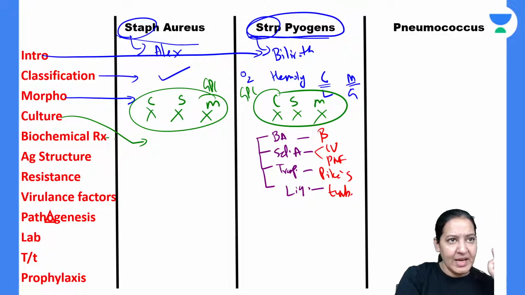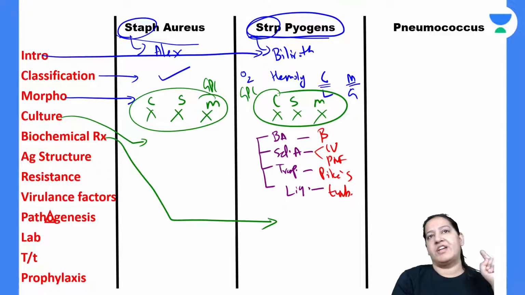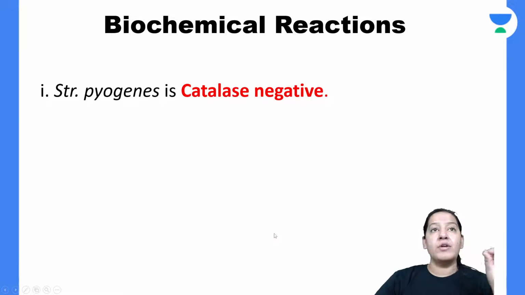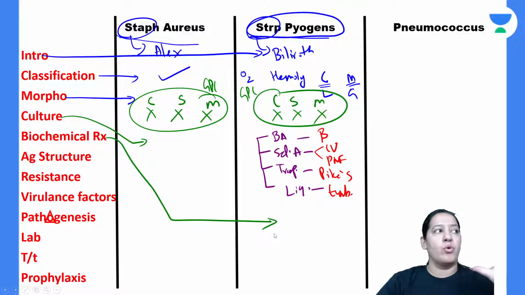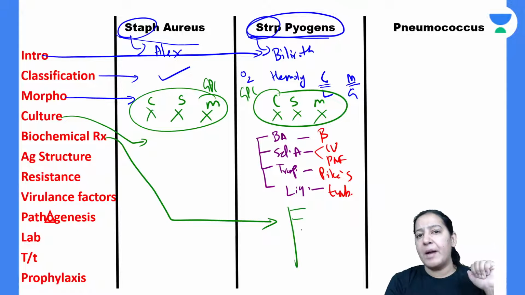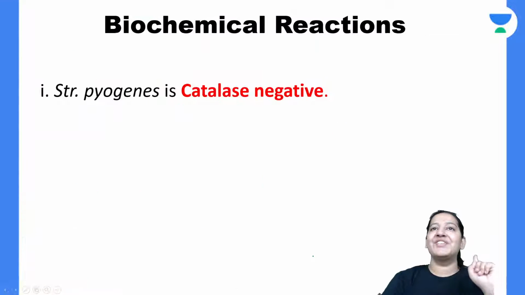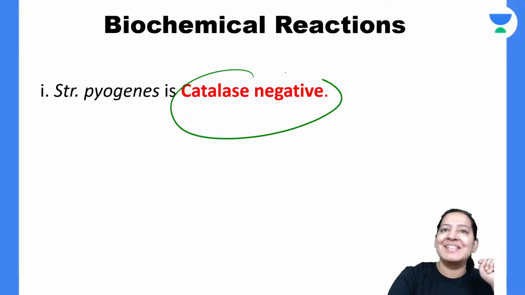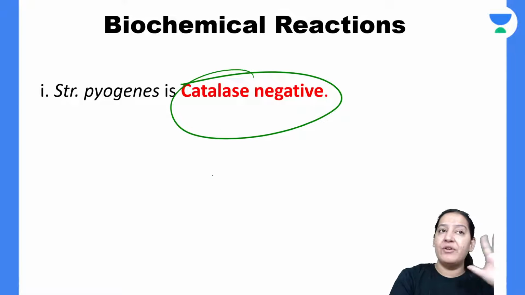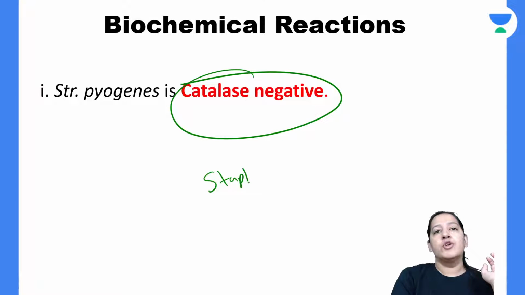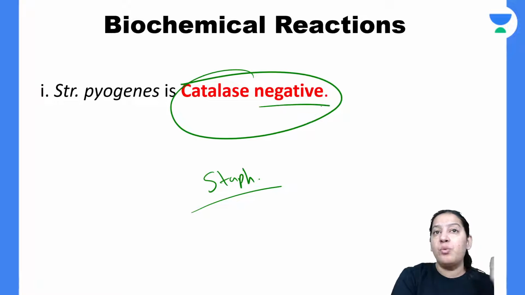I'm continuing the lecture with the biochemical reactions of Streptococcus. So let me start. I am going to teach you the biochemical reactions, and you have to enumerate them here, whatever I am telling you right now. The first biochemical reaction is a negative reaction: it is catalase negative. This catalase negative is to differentiate it from Staphylococcus. You may be asking, ma'am, if it is negative, why are you telling us this finding? If it is negative, it is negative, but this negative finding is very important.